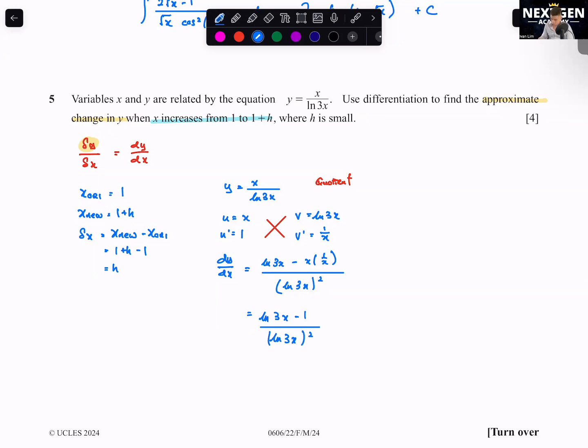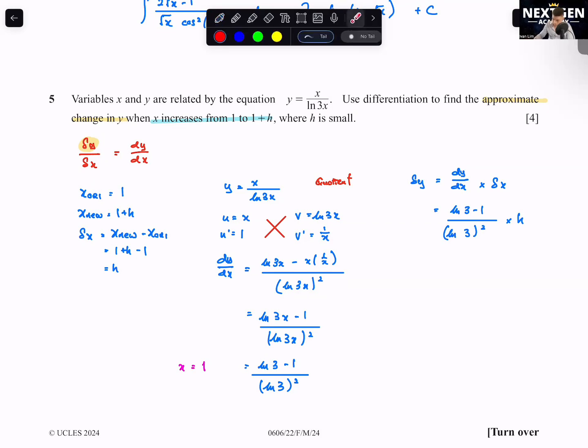Then you substitute x equals 1 into here, because you need to substitute your x original. So x equals 1. Your dy over dx here will be ln 3 minus 1 over ln 3 squared. Final one, we want to find delta y. So delta y equals dy over dx multiplied by delta x. So you got ln 3 minus 1 over ln 3 squared multiplied by h. They never ask you to put it in exact form, so you type this whole thing into a calculator. You get the decimal place for this. You get 0.0817h. The final answer.